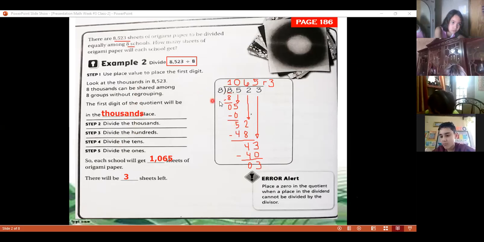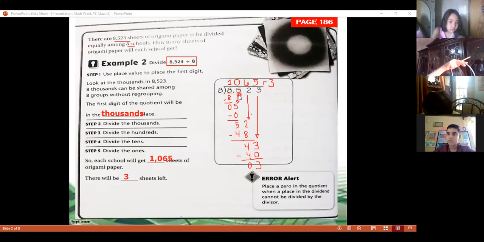Okay, again, look at here. We have to divide 8,523 into 8 groups. So we start one digit by one. So 8 can be divided into 8 groups because you know 8 times 1, it's 8. So we write down 8. 8 minus 8, this is a subtraction. It's 0.